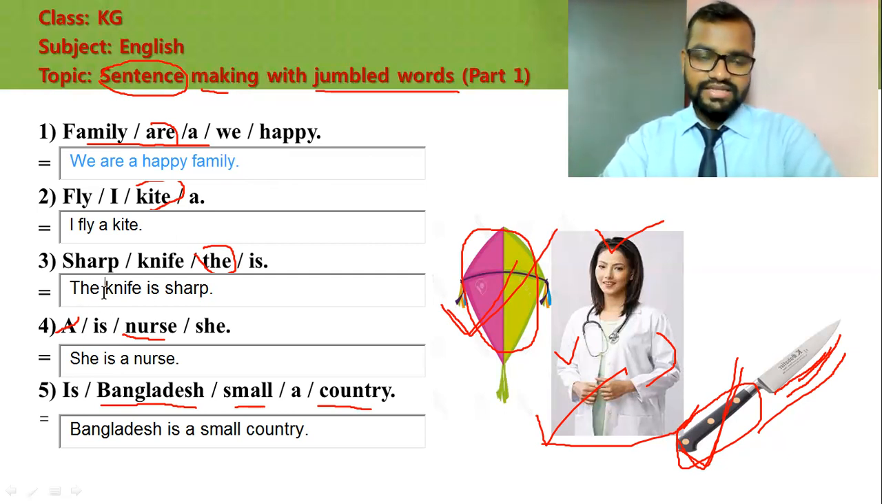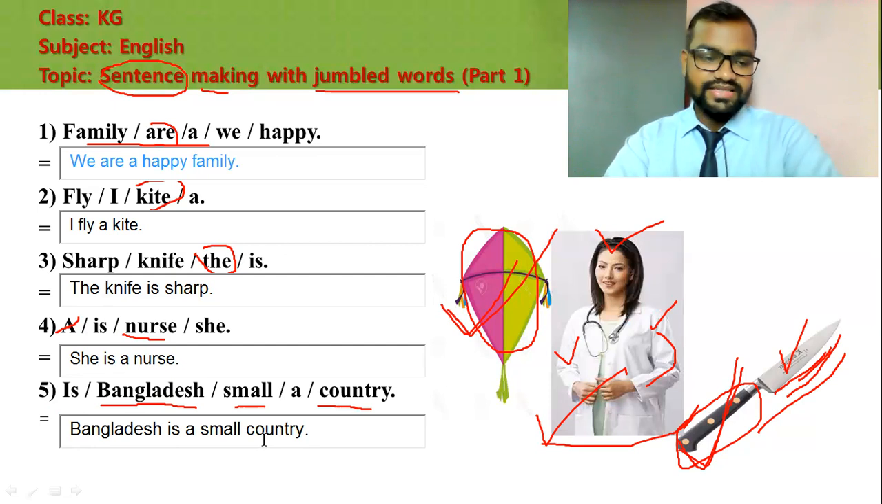Well, the third one. The knife is sharp. Knife. You remember knife? So the knife is sharp. Very good. And the fourth one, she's a nurse. She, right? Remember her? Well, she is a nurse. Repeat after me. She's a nurse. Nice.